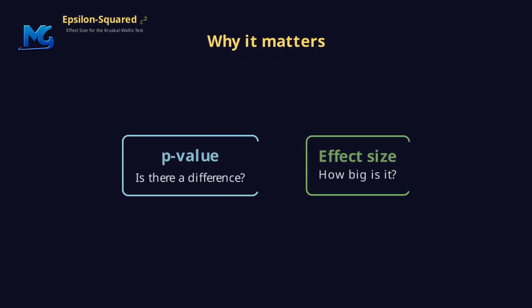Why it matters. The p-value only tells you whether there's a difference at all. The effect size tells you how much that difference actually matters. With a big enough sample, even a trivial gap can come out significant, and that's exactly the trap Epsilon-Squared helps you avoid. When to use it.